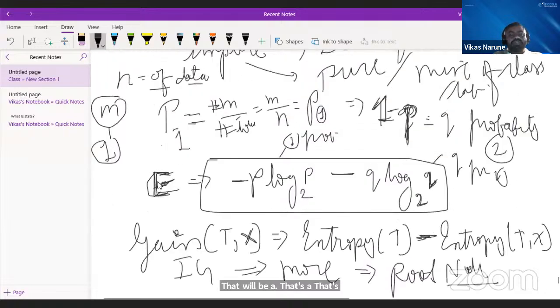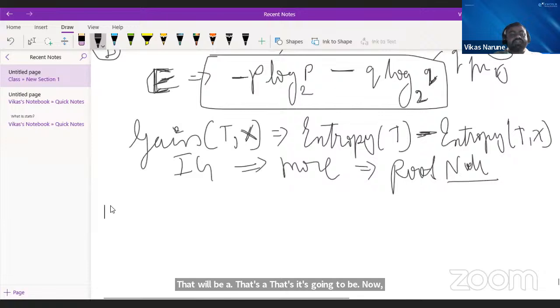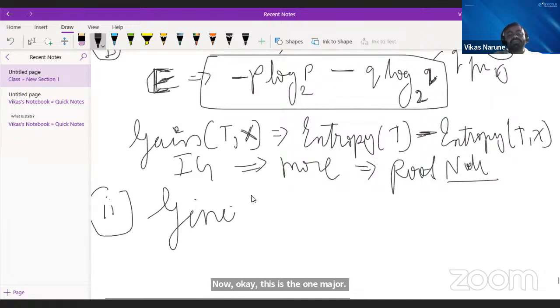Now, this is one measure, guys, and the second measure is called Gini impurity.